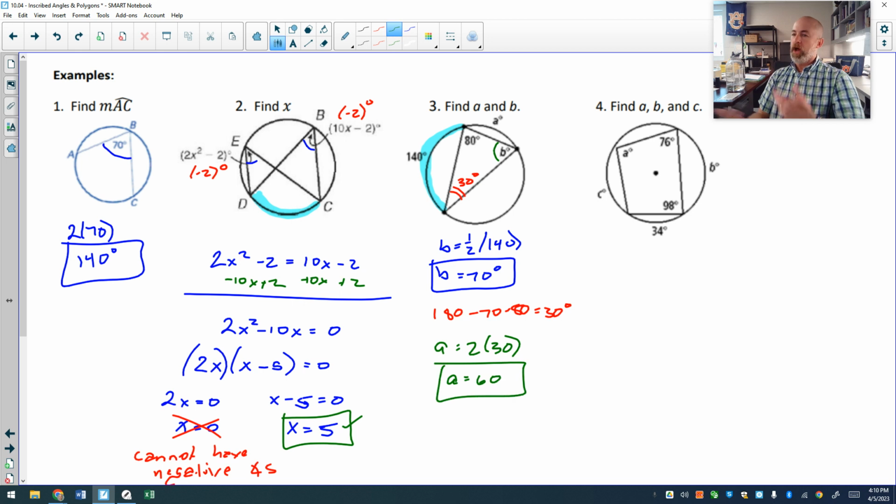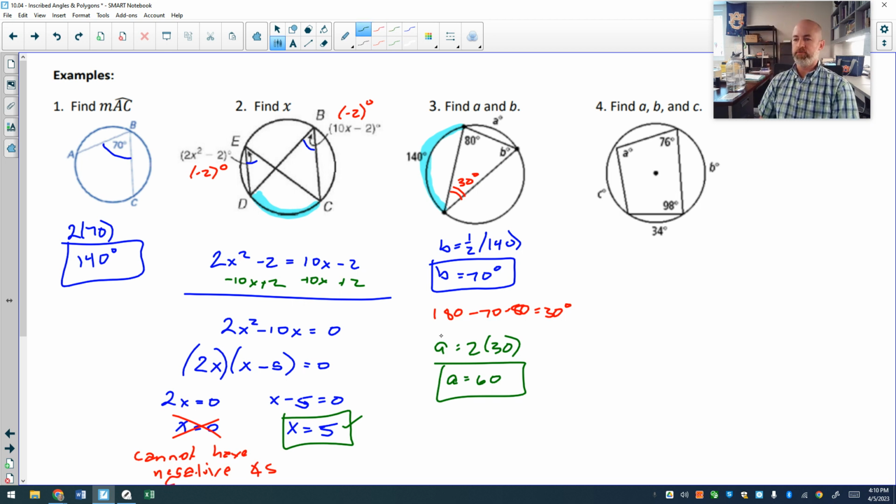Good. The other way you could have done that is you could have looked at this 80 degrees, and that 80 degree angle intercepts this big arc over here. You could conclude that this arc is then 160, twice that angle, and then A would be 360 degrees minus the two arc measures of 140 and 160. So there's usually more than one way to solve these things. I just happened to go by finding the third angle of the triangle.